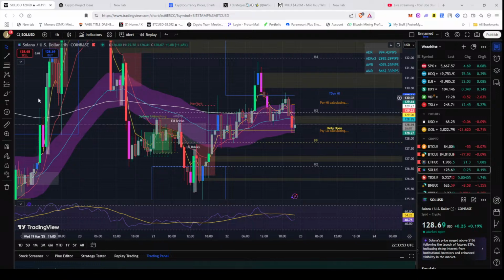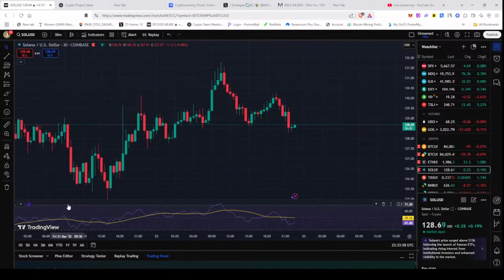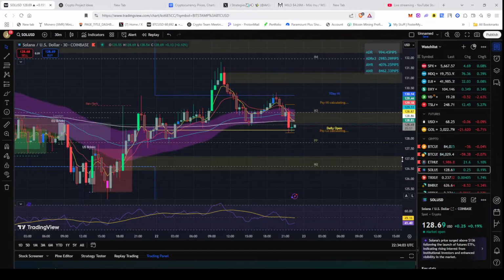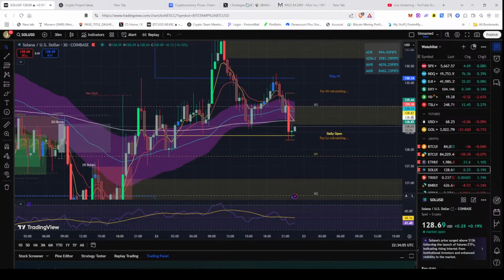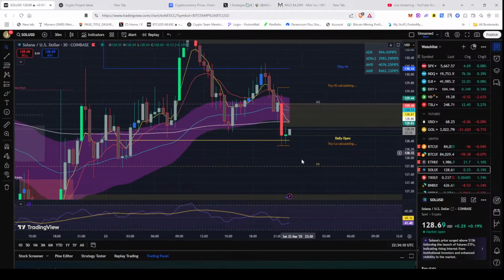Now I'm going to go down to an even lower time frame, the 30-minute. Check this out, we are moving up. You see this RSI starting to turn back up. I would love to see this purple line come up towards that yellow line and cross above it. This is something that we're paying attention to.